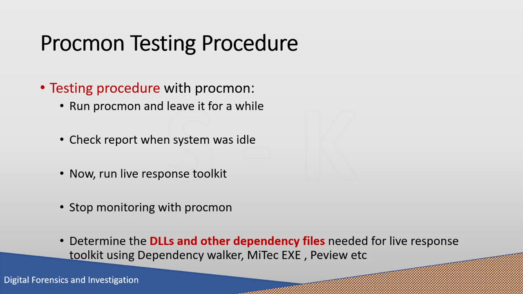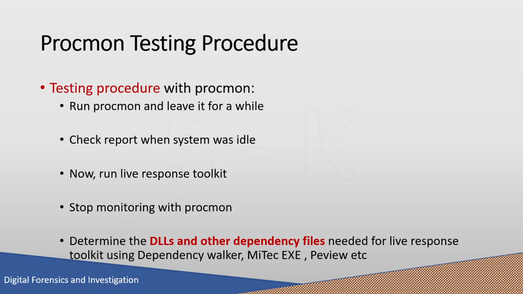The first step is to run Process Monitor and leave it for a while. When the system becomes stable, you will see which files the Windows operating system is accessing or which are running on the system. Check the report when the system becomes stable and idle.